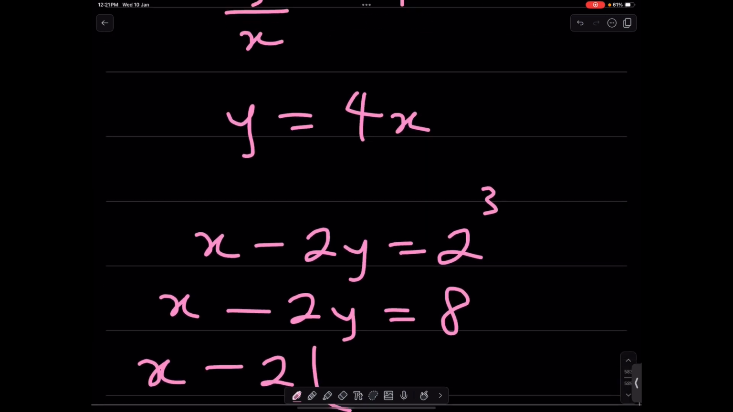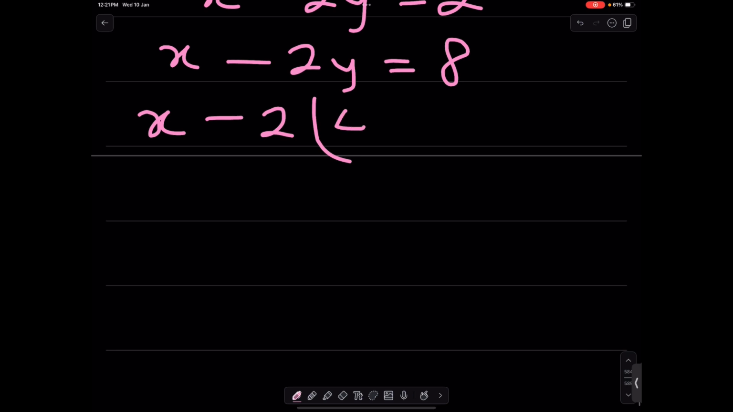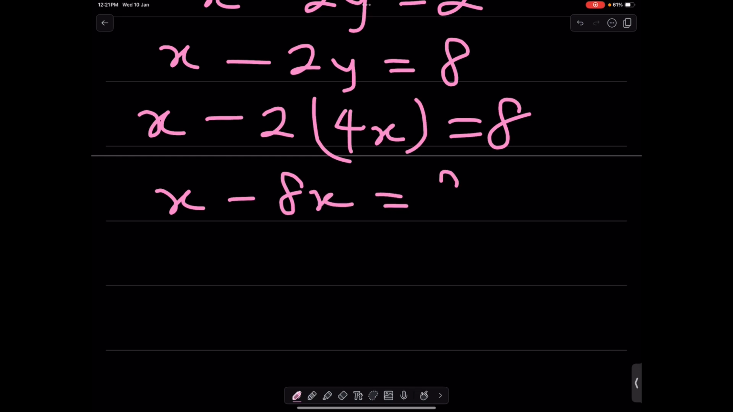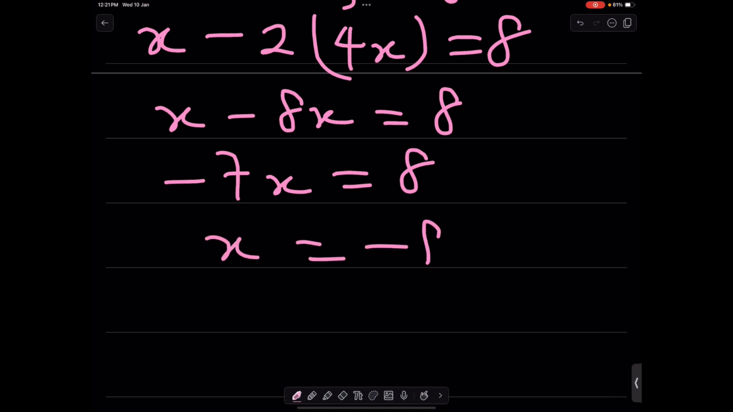We already know what y is. y is equal to 4x. That means x minus 2 times 4x equals 8, which means x minus 8x equals 8. And that means minus 7x equals 8. And when you divide both sides by minus 7, you get x equals 8 over minus 7, which is the same as minus 8 over 7.